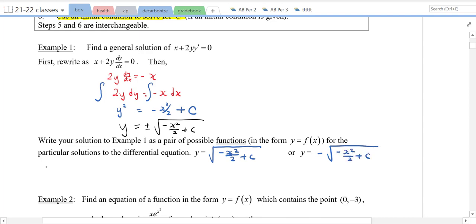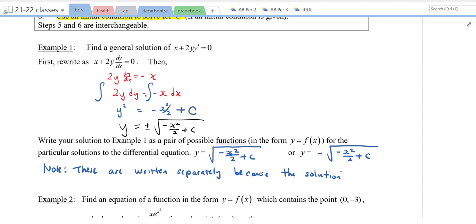Now, here's the big note. Yes, you should write this down. These are written separately, and there's a reason for that. Why? Well, because the solution has to be one or the other. It has to be a function, right? It has to just give one y value for each x value. So because the solution is either one or the other function.